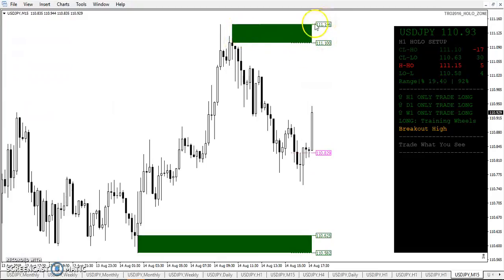Where's your stop? Well, if it makes a new high or a new low, that's probably a good time to stop. And once again, you're looking at this distance. These distances are different. So you have to adjust your position size to keep your risk constant.